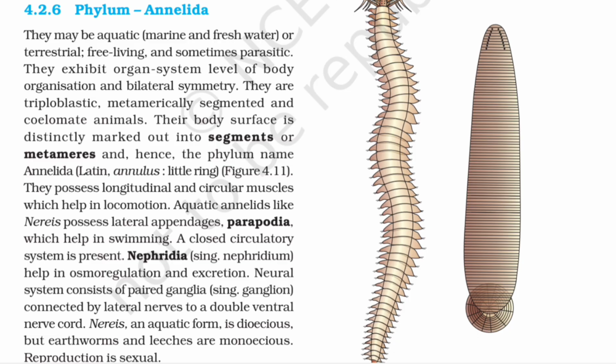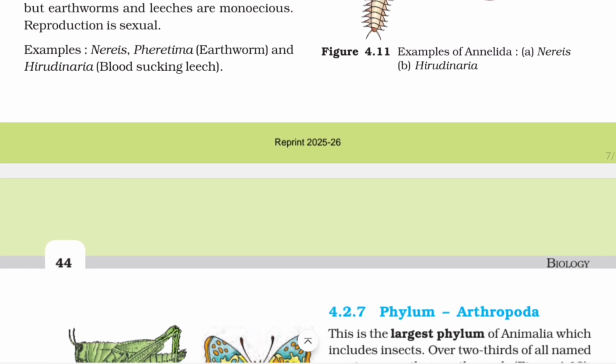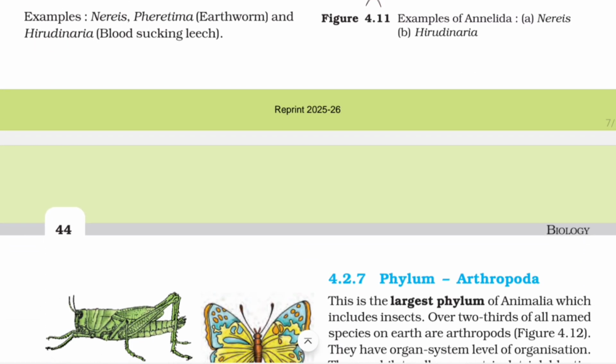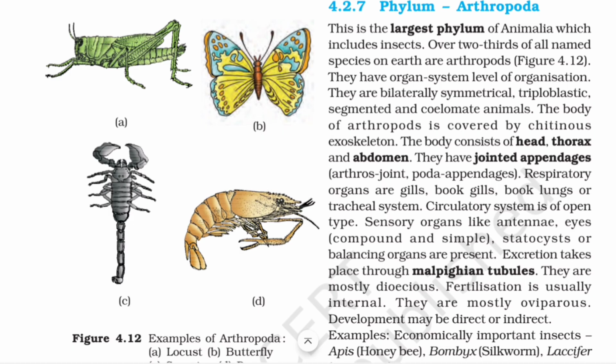Nephridia, singular nephridium, help in osmoregulation and excretion. Neural system consists of paired ganglia, singular ganglion, connected by lateral nerves to a double ventral nerve cord. Nereis, an aquatic form, is dioecious, but earthworms and leeches are monoecious. Reproduction is sexual. Examples of this phylum are Nereis, Pheretima, also known as earthworm, and Hirudinaria, also known as blood-sucking leech.